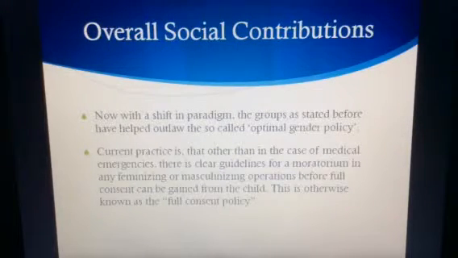Now, with a shift in paradigm, the groups, as stated before, have helped outlaw the so-called optimal gender policy. Current practice is that other than the case of a medical emergency, there are clear guidelines for a moratorium on any feminising or masculinising operations before full consent can be gained from the child. This is otherwise known as the full consent policy.